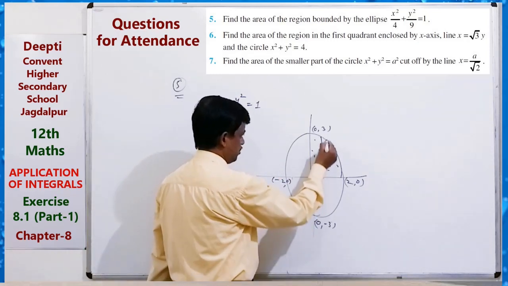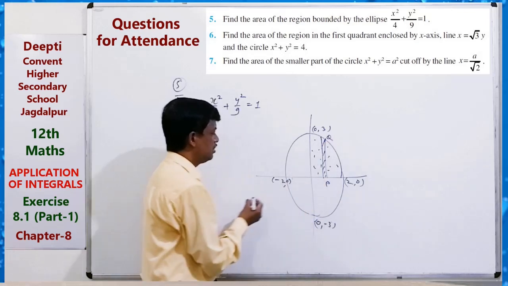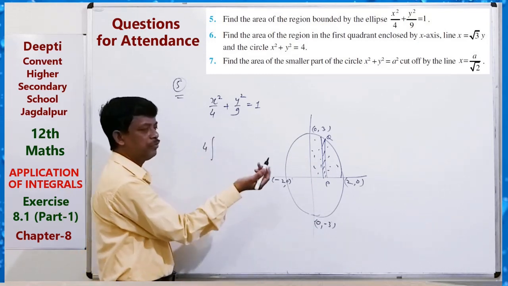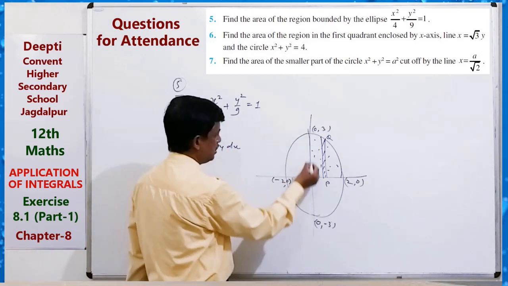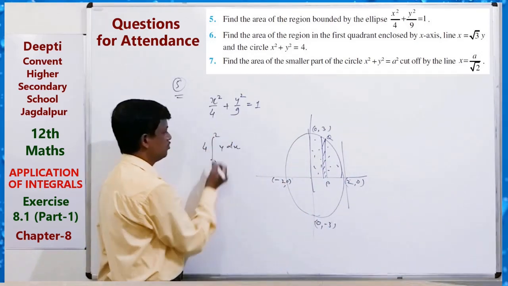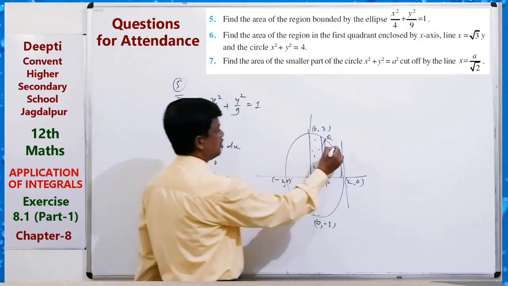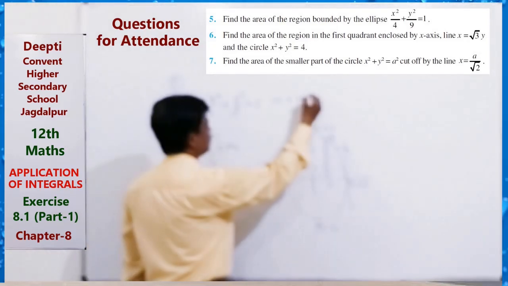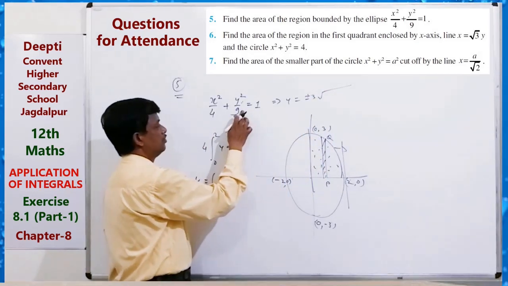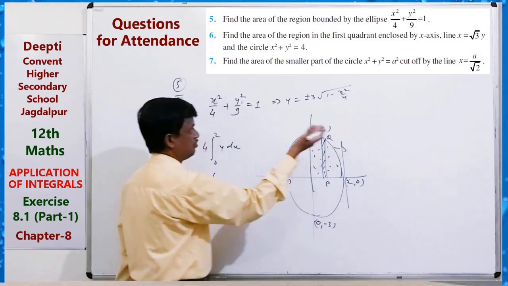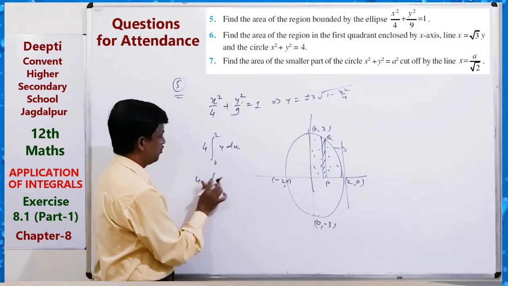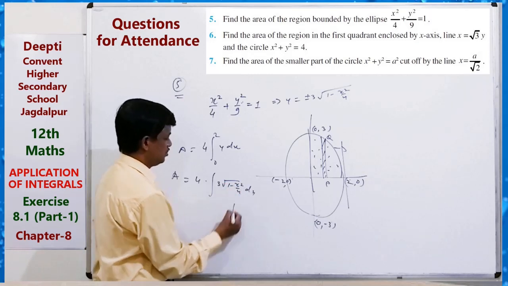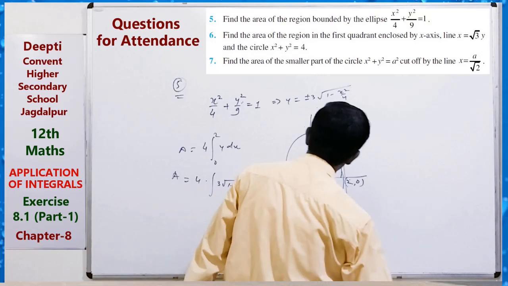If we take this strip PQ, then our area will be 4 times, because this ellipse is symmetrical about both axes. So 4 times y dx, from 0 to 2. Y equals plus or minus 3 root over 1 minus x square by 4. By taking the plus sign, we get area equals 4 into 3 root over 1 minus x square by 4 dx. Thus you have to solve it. Question 5, a very simple hint.